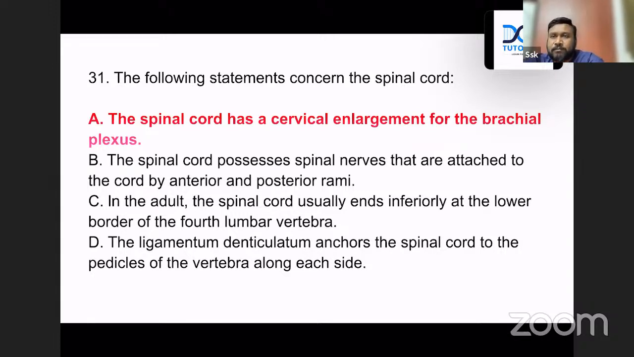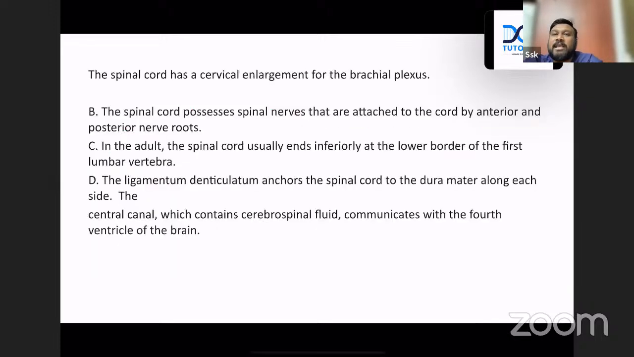So what is important is ruling out the options. See, the spinal cord possesses spinal nerves. They are attached to the cord by the anterior and posterior nerve roots. And in adults, the spinal cord will usually end at the lower border of L1. Okay. And the denticulatum will anchor the spinal cord to the dura mater along each side. It is not going to attach it to the pedicles. The central canal will contain CSF, which communicates with the 4th ventricle. So all these are true statements. So what I have discussed here are the true statements. The options that were given as B, C, and D were wrong. So the answer will be option A.